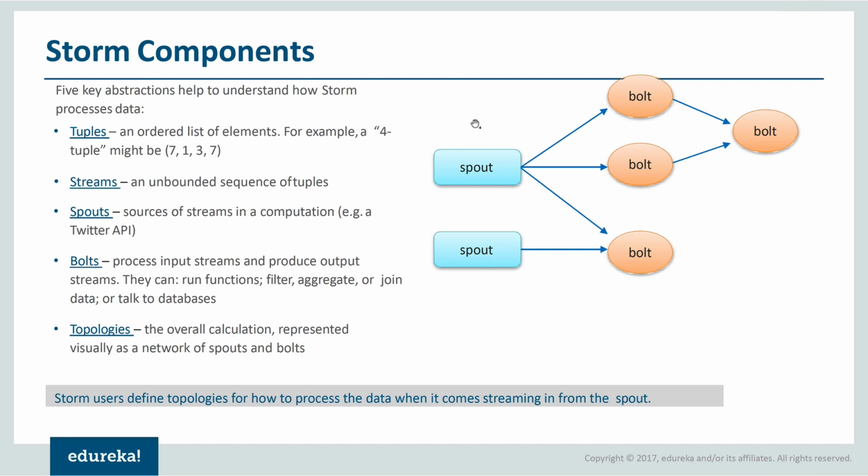You cannot change the data format once you have declared it. Once you have declared 4 columns, you cannot send 3 columns. Another one is streams. It is an unbounded sequence of tuples.